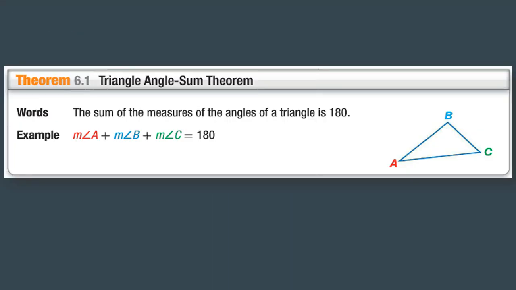Alright, so let's go over Theorem 6.1. This is called the triangle angle sum theorem. What this is saying is that for every triangle we have three angles. In this case we have angle A, angle B, and angle C. All of these angles measure up to be 180 degrees. All triangles equal 180 degrees.